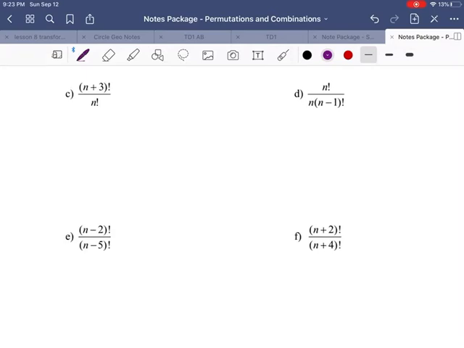Okie dokie schmokies. n plus 3 factorial over n factorial. So the top part you're getting n plus 3. 1 less than that is n plus 2. 1 less than that is n plus 1. And then we get to n factorial, and that is the denominator. Well, that, my friends, will simplify. So you're left with the top part there, which is n plus 3, n plus 2, n plus 1.